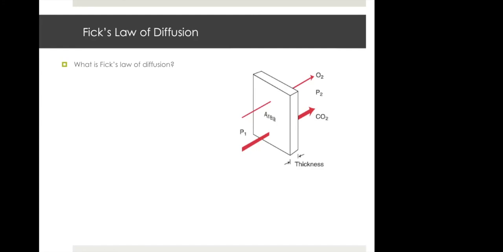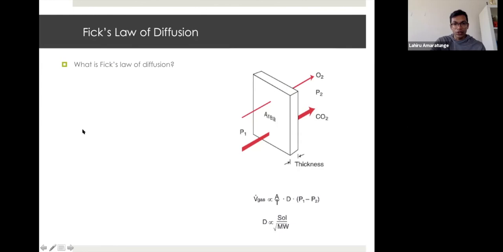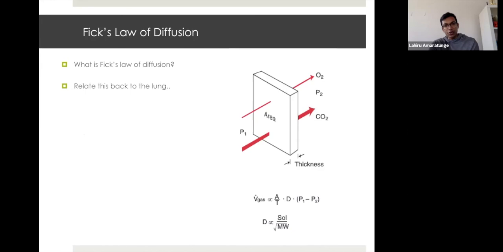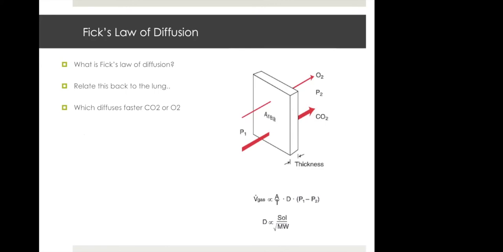Yeah, sounds good. And if you were to relate this back to the lung, what could you say? So you could say that the gases transfer from the lung to the blood by diffusion, and that the lung has a very large surface area with a very thin membrane. That sounds good. And which diffuses faster, let's say CO2 or oxygen? So CO2 is faster. And that's mainly, I think, because the molecular weight is similar, but the solubility is different, I think.